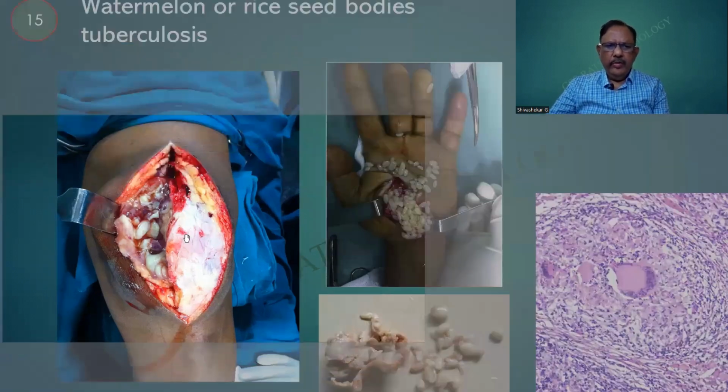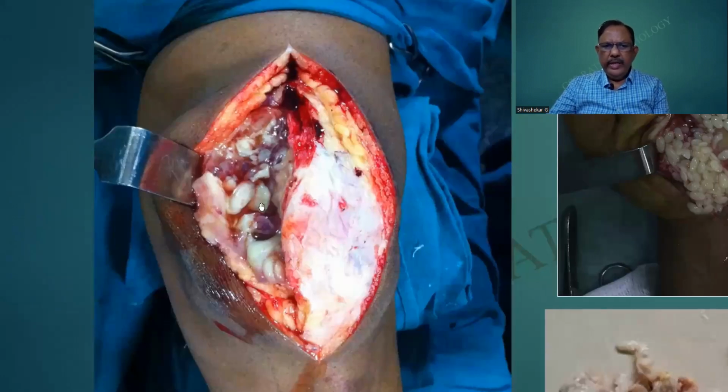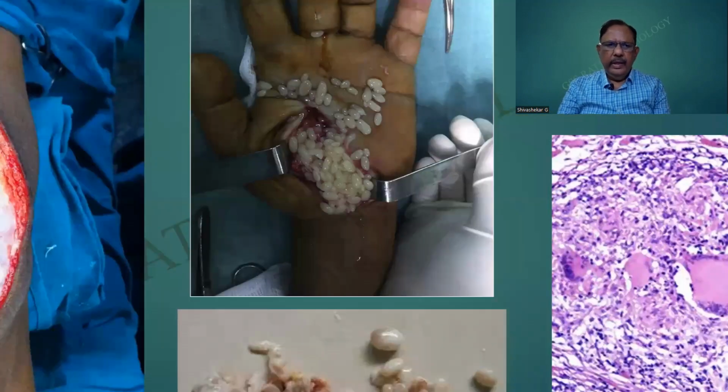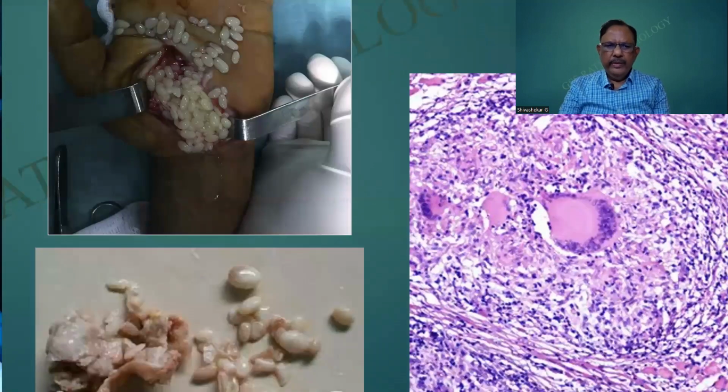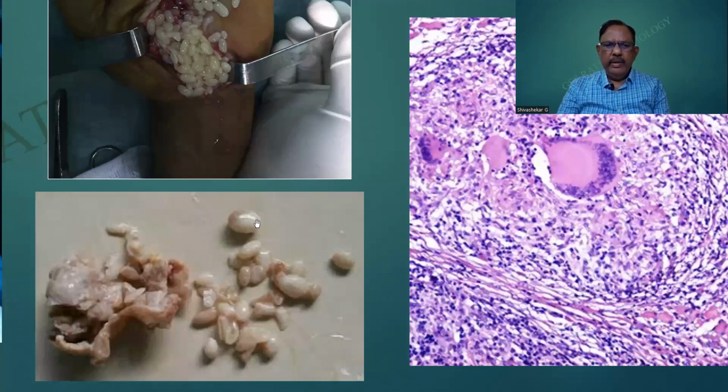For the sake of this, you are able to see multiple detached bony fragments within the joint space and being released from the wrist also. There are multiple rice bodies that are being seen. This is yet another specimen showing that and the granulomata with the giant cells.